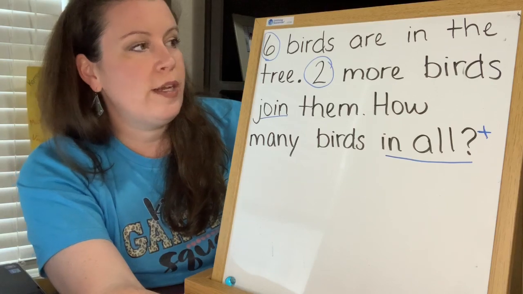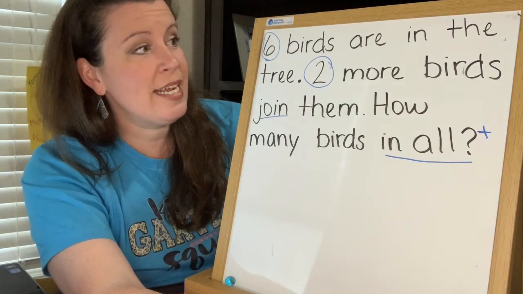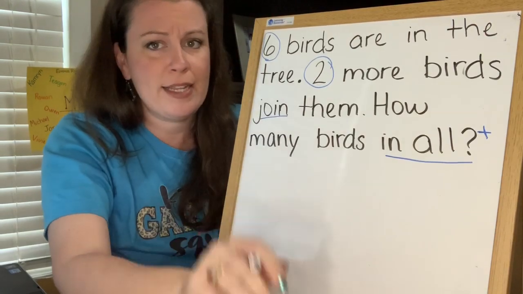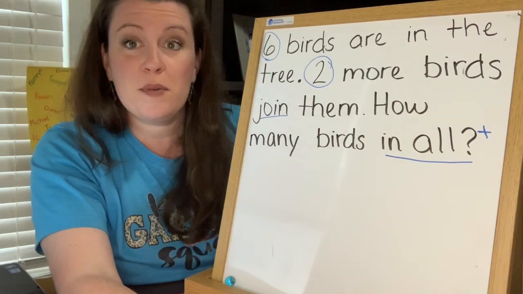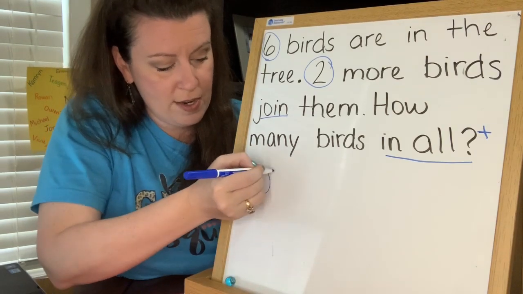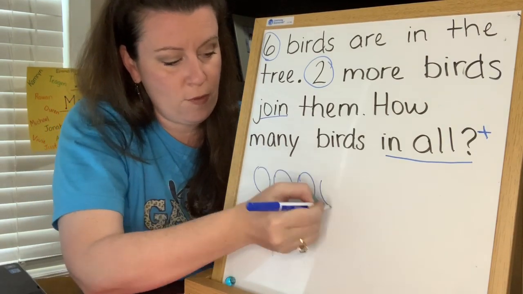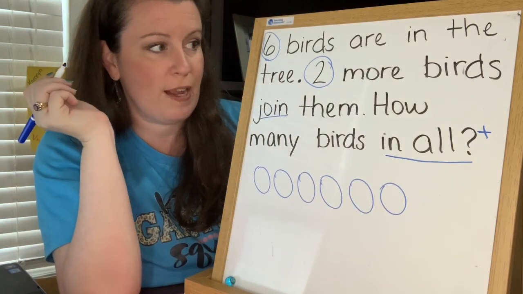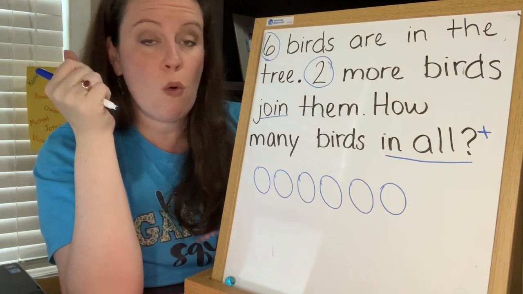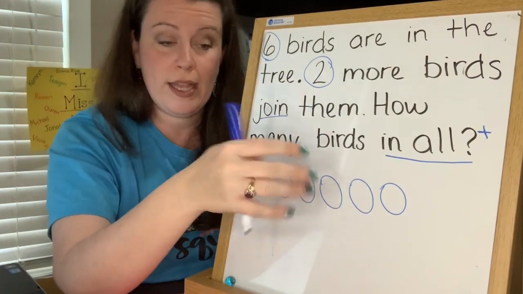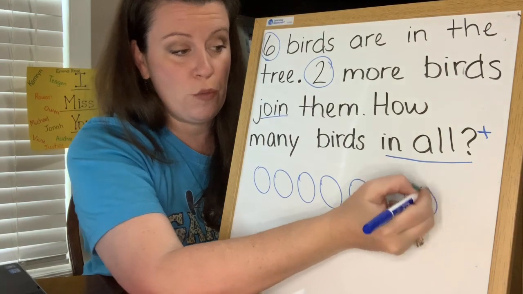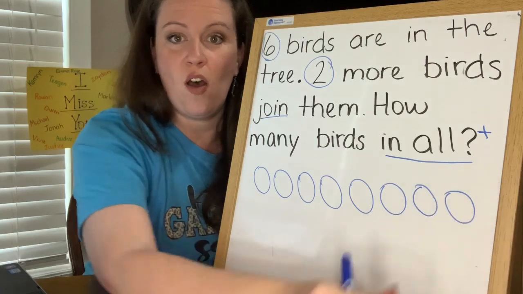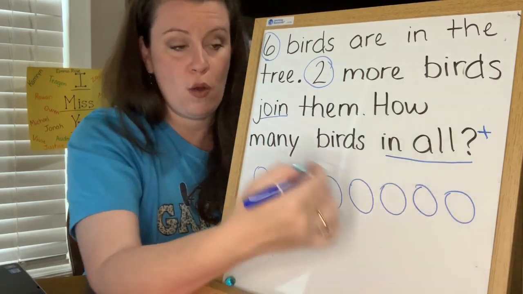Okay, now we are going to draw our picture. Okay, 6 birds are in a tree. All right, so if you want to draw birds in a tree, that's up to you. I am not a very good artist, so I'm just going to draw circles. 1, 2, 3, 4, 5, 6. So there are our 6 birds in a tree. Now the next sentence says 2 more birds join them. So when they join, that means they come. We're going to add 2 more. 1, 2. How many birds in all? So we need to know how many birds are there total.